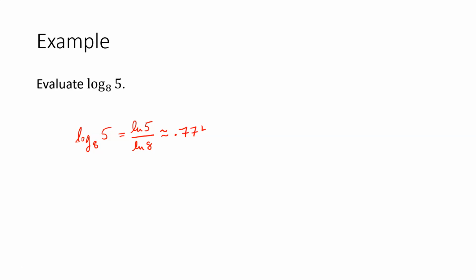I'll say 0.774. And you may also notice that your calculator does have the common log, log base 10. So you could do the same thing with common log as well. This would be log of 5 over log of 8, which would give you the same result. But here we'll see why we're using the natural log in the next section when we look at its derivative.